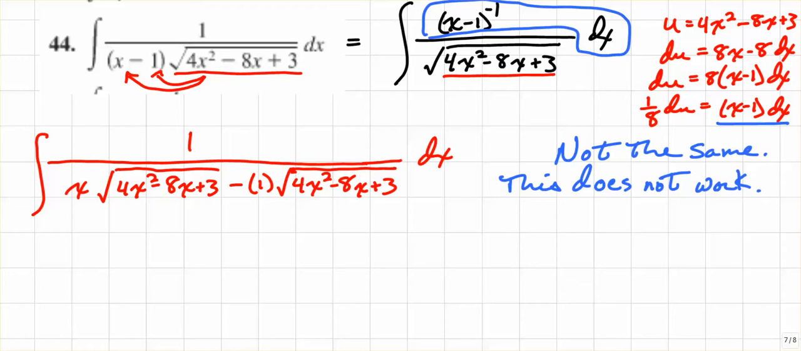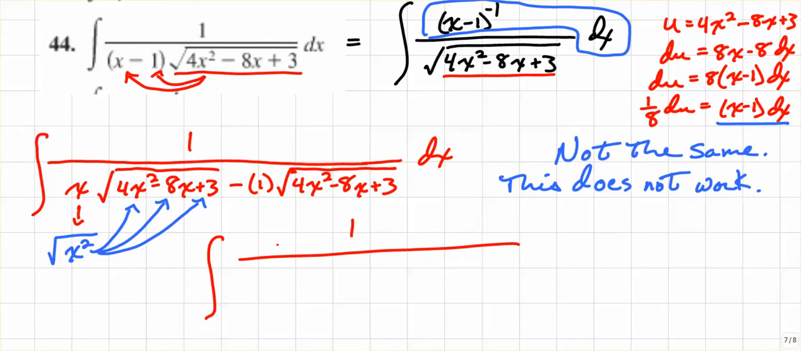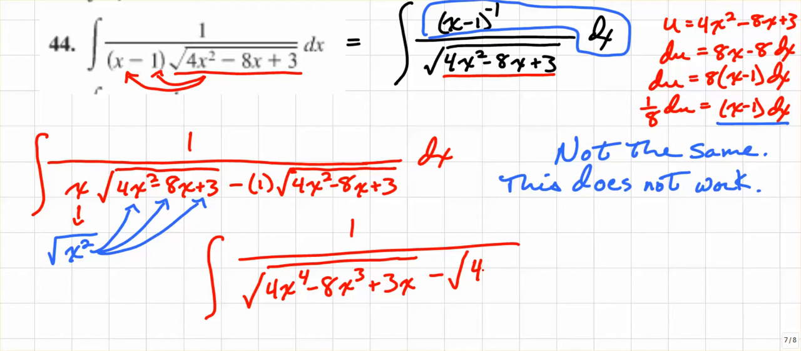And if I look at this, I can go ahead and convert this into the square root of x squared. That way the x squared can multiply all three of these terms under the radical, and this becomes the integral of 1 over the square root of 4x to the 4th minus 8x cubed plus 3x minus the radical 4x squared minus 8x plus 3. The problem here is there's nowhere to go.